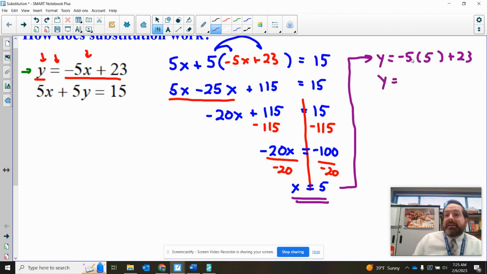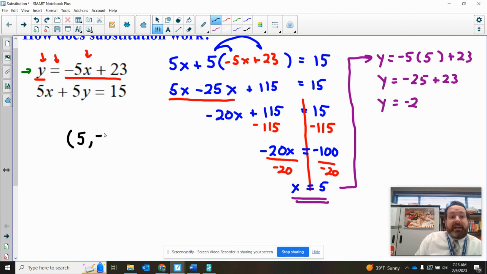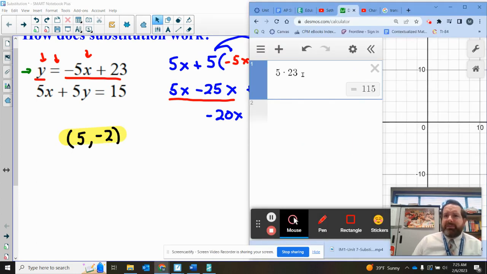Simplify. Negative 5 times 5 is negative 25. Negative 25 plus 23 is negative 2. So the solution to my system, at least what I think it is, is x is 5 and y is -2. Just to be sure that we've done things right, let's check it on a graph.